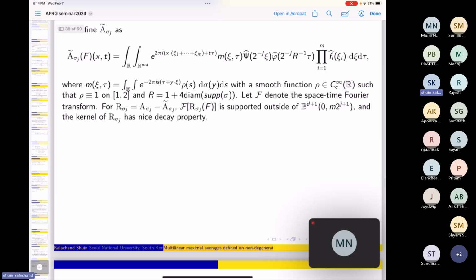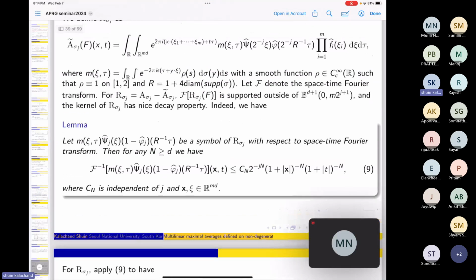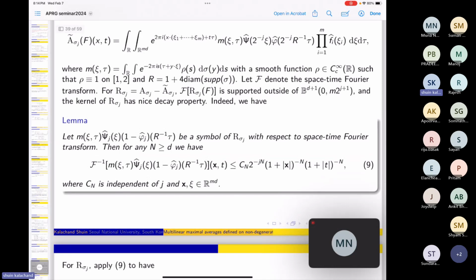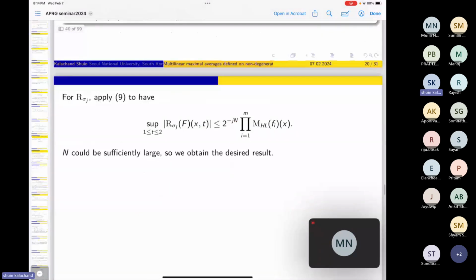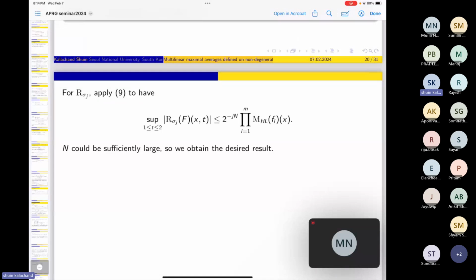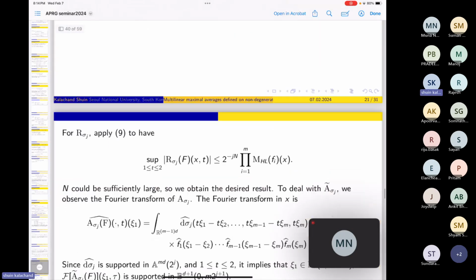Therefore, this R sigma j has a nice decay property also. Actually, the kernel of R sigma j has this property, which we can again prove using the integration by parts formula. I'm not going to prove this lemma, but using it we can see that this operator R sigma j is dominated by the product of Hardy-Littlewood maximal functions. Then we can prove the L2 to L2 over M estimate. Now what remains is A sigma j tilde.